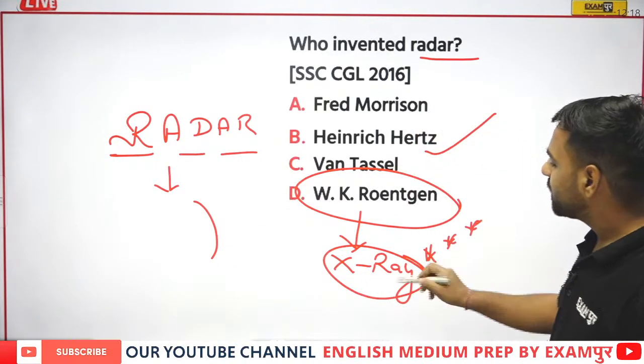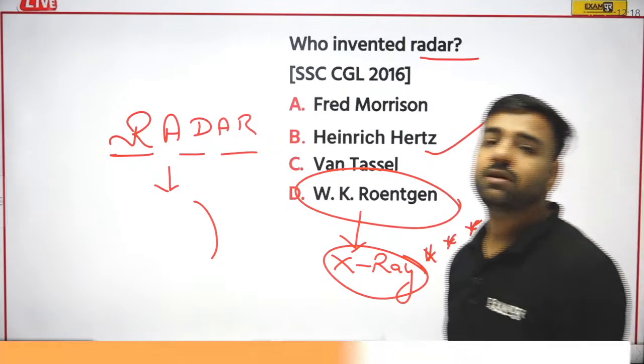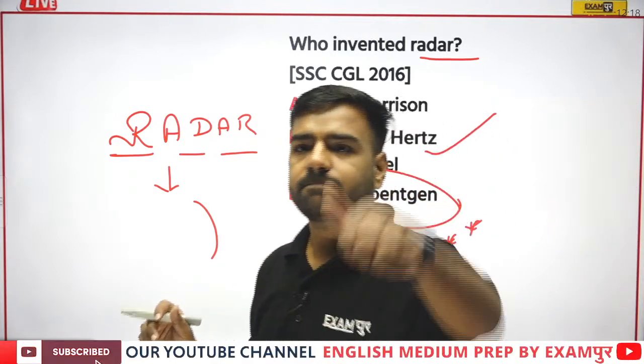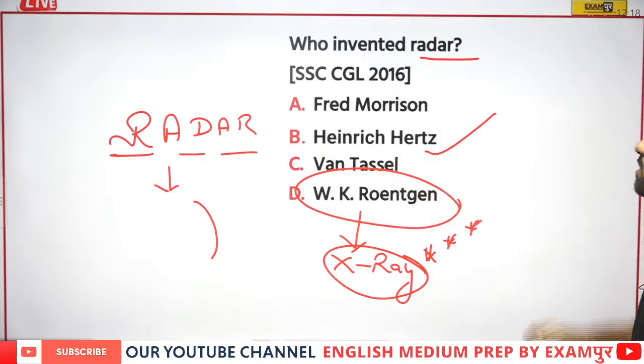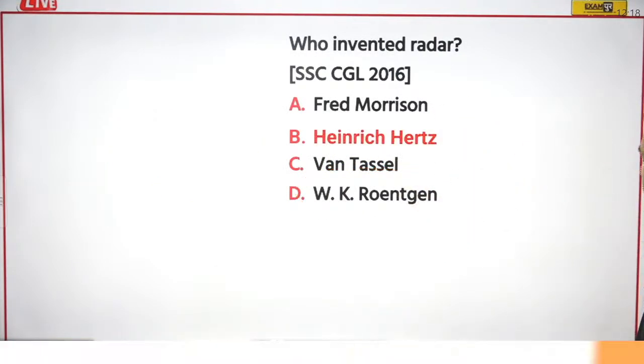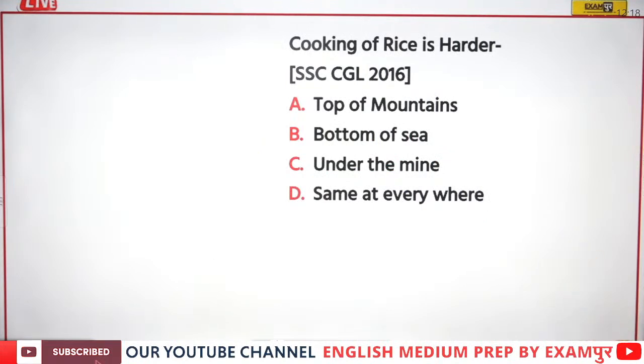So please remember, X-ray was discovered by Wilhelm Roentgen. Fine. So yes, totally correct, Avan. Absolutely correct. And if I talk about radar, radio detection and ranging, it was Heinrich Hertz. Next. Cooking of rice is harder. Where? This is from CGL 2016.